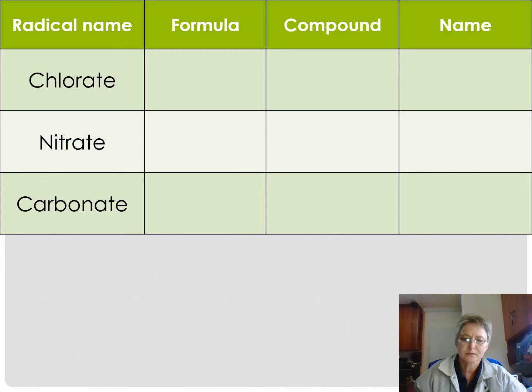The chlorate ion has the formula ClO3, and it's got a negative charge. So it's got chlorine and oxygen in the ratio 1:3 with a negative charge. A possible compound is potassium chlorate.